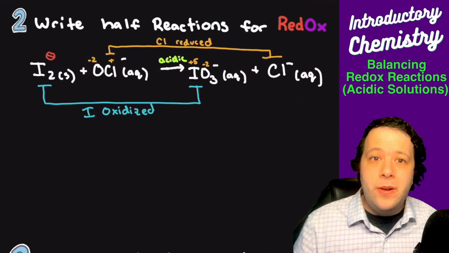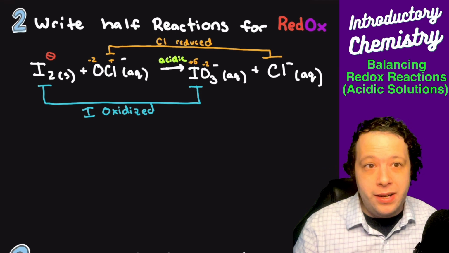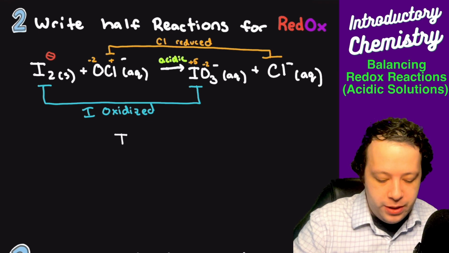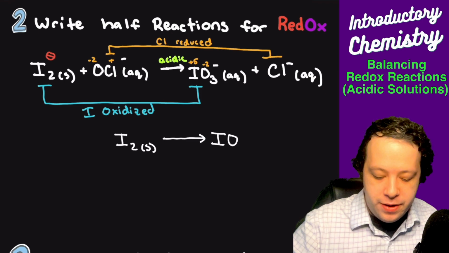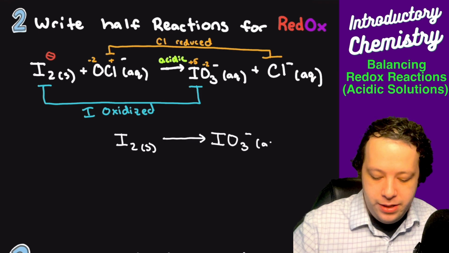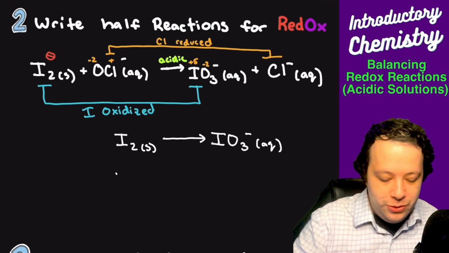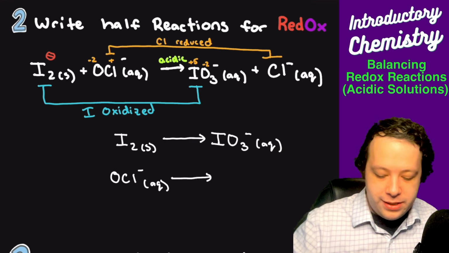Now we're going to be writing our two half reactions, which is based on what's being oxidized and reduced. First we'll write down our I2. Since this one is being oxidized, we're going to match it with its partner, so we have IO3 minus aqueous, and that's going to be one of our half reactions. Then we'll do the same thing for OCl minus aqueous, and we can write that it's going to go to chlorine.